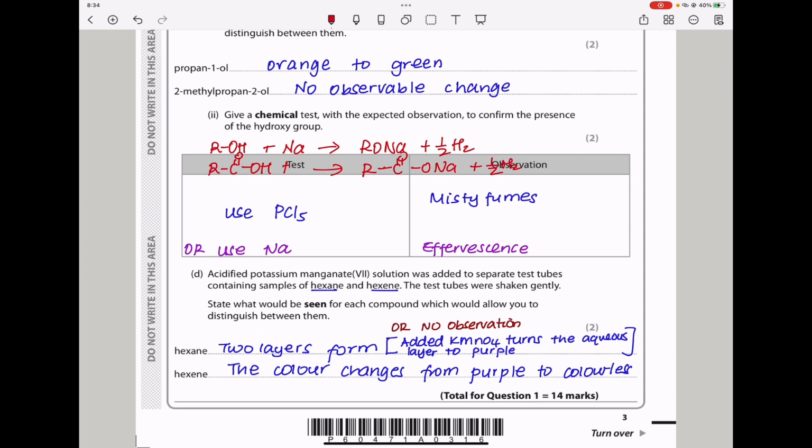With hexene, because acidified manganate 7 interacts with alkenes to produce diols, and those diols produced are going to be soluble, the only observation we're going to see is one layer in the end, and that layer is going to turn from purple to colorless. So this brings us to the end of question 1. Let's continue to question 2.